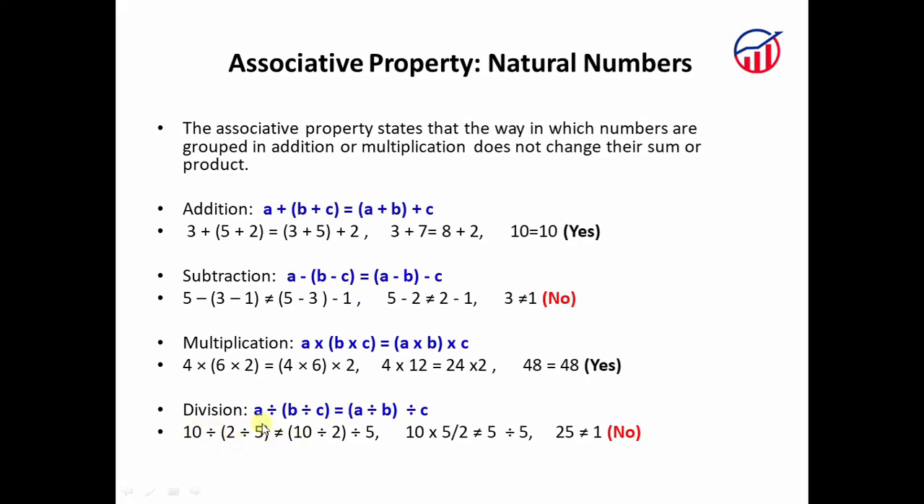Solve the bracket first. So this is nothing but 10 divided by 2 upon 5. You are going to inverse and multiply. This will be 2 upon 5. So 2 upon 5 will be inverse and multiply, 5 upon 2.